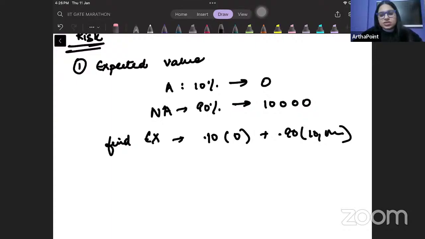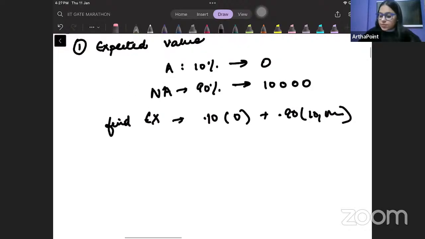Okay, beta, towards the last I will show you a numerical on CV and EV. Okay, I will take you through that numerical sheet question. Don't worry. Just remind me towards the end.